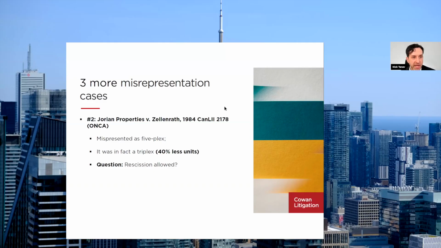So this is a 1984 case, but it's a court of appeal case, and it's a pretty famous case, Jorian Properties versus Zelen Rath. And in this case, the property was misrepresented as a fiveplex, so a 5-unit rental property, when in fact it was a 3-unit rental property, so triplex. So the buyer's getting 3 units, not 5, and they discover this before closing. So they already have a firm agreement, but they discover before closing that it's a triplex, not a fiveplex. So 40% less units, and the buyer goes, "I'm not closing."